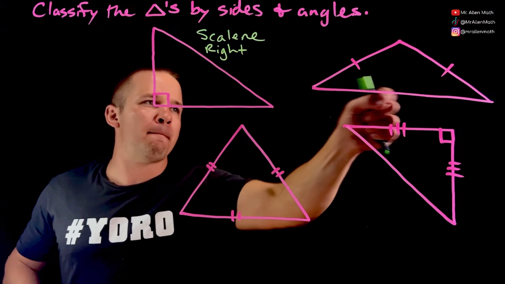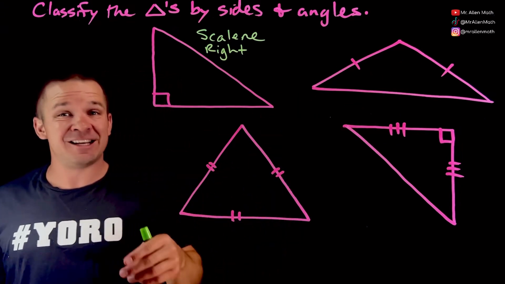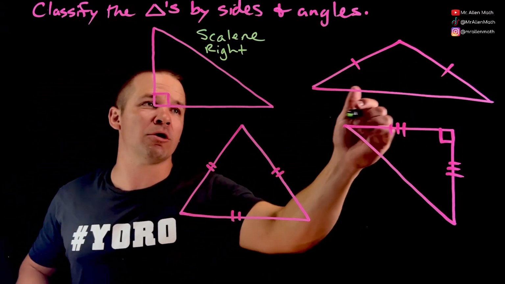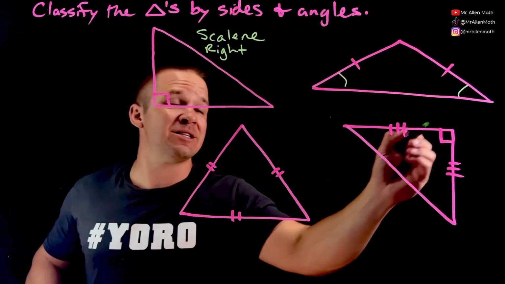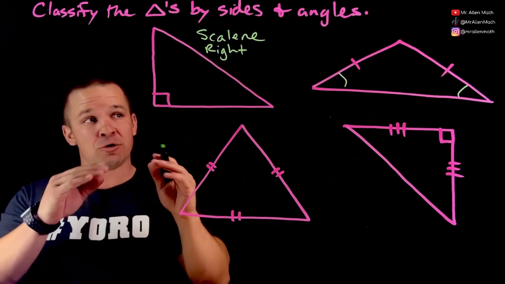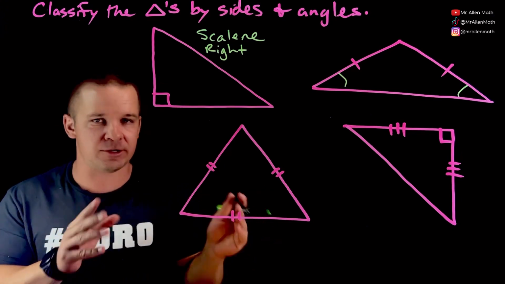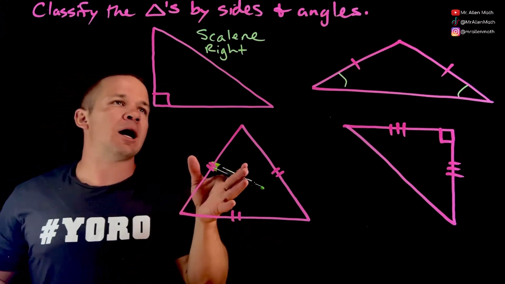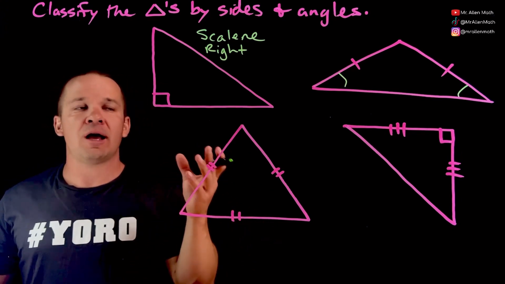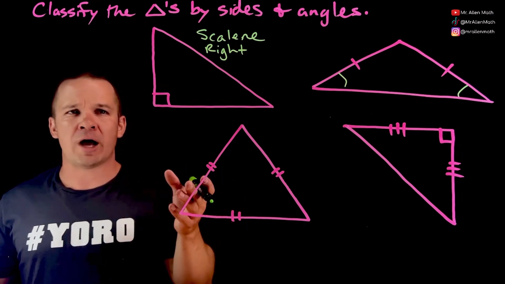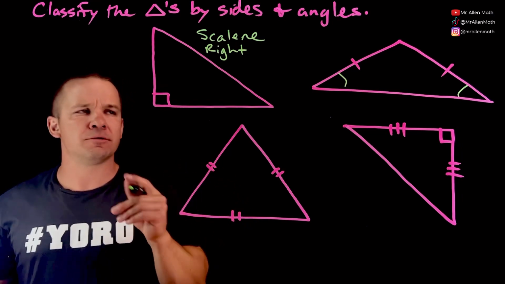Let's go over to this one here. So I've got two markings here. That means that it's isosceles because my two legs are congruent, which also, fun fact, would mean that these two angles are congruent. If sides are congruent, angles are congruent, and vice versa with triangles. It's a fun little property there. Now, the next thing would be by angles. Is this thing right, acute, or obtuse?